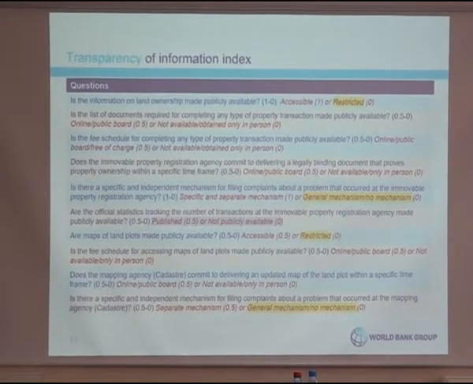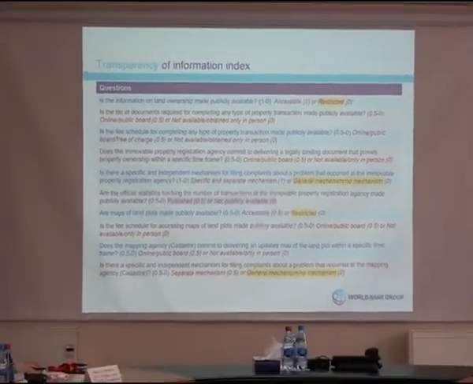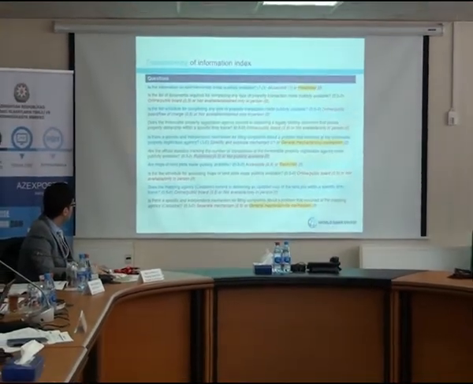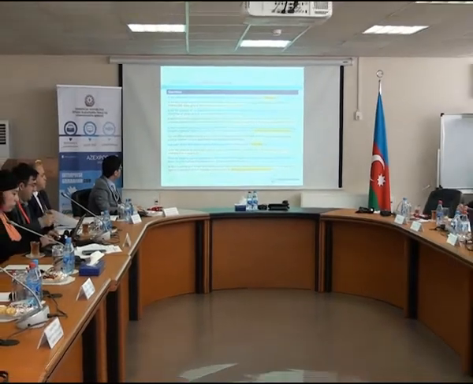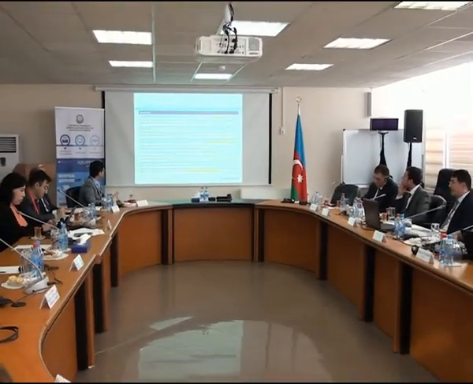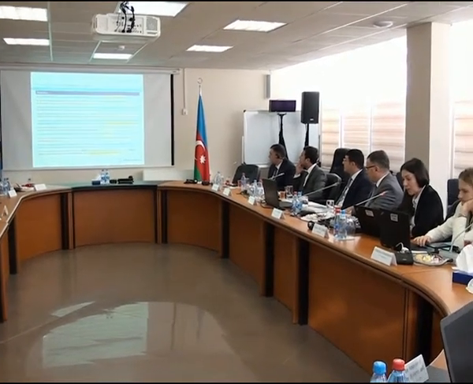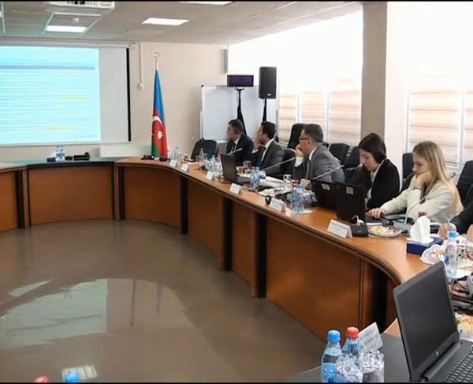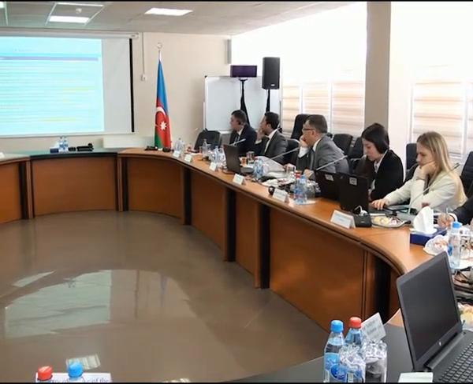And here again, we see wherever the points are highlighted in yellow, the answers of Azerbaijan to these particular questions, as of May 2nd, 2018, and where Azerbaijan does not receive the full score. The first one being the information on the land ownership that is not made publicly available. And from the information that we received, this information is made available only to interested parties.